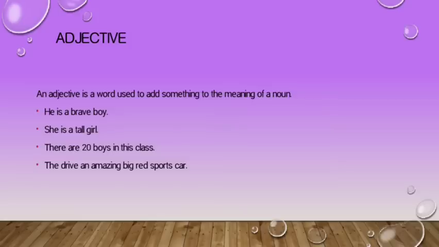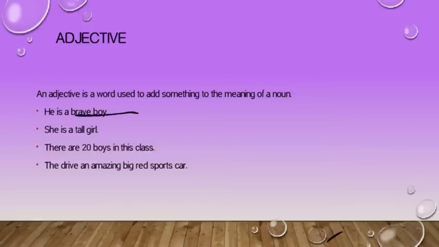Our next part of speech is an adjective. An adjective is a word used to add something to the meaning of a noun. Like, he is a brave boy. Here brave is an adjective used for boy, and boy is a noun.